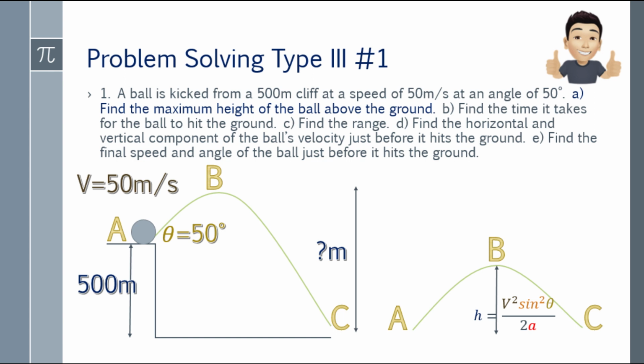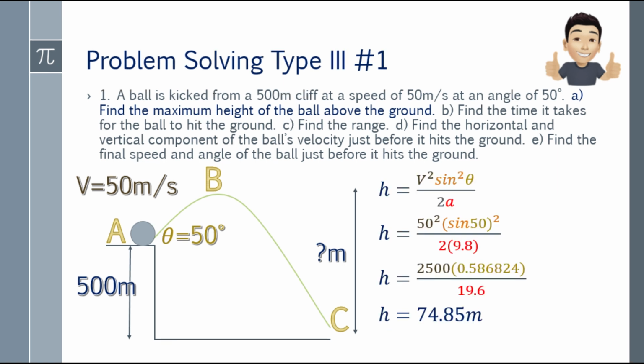First part muna tayo, find the maximum height of the ball above the ground. Remember dun sa part 2 problem, para makuha natin yung maximum height, gagamit tayo ng h is equal to v squared sine squared theta over 2a. So, hindi man katulad to ng third type ng projectile, kaso mapapansin mo, it doesn't matter kung saan yung C eh. Okay? So, we can use that formula to find the maximum height. So, let's substitute the values. H is equal to v squared sine squared theta over 2a.